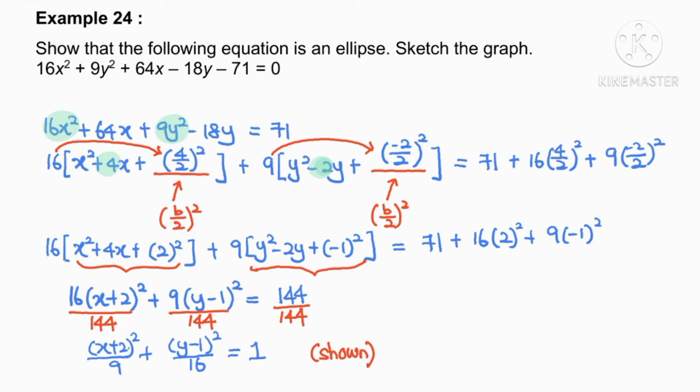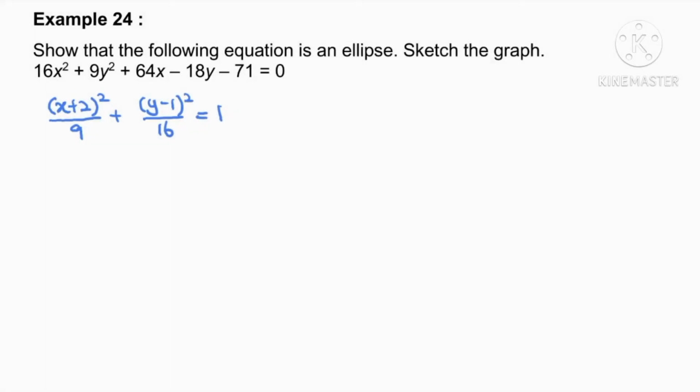Next, we are going to sketch the graph. Before we can sketch the graph, we have to find the center, vertices, co-vertices, and also the foci. Next, let us compare this equation with x minus h squared over a squared plus y minus k squared over b squared equal to 1. So when we compare this, the value of h is -2, k is 1, a squared is 9, and b squared is 16. Let's write it down.